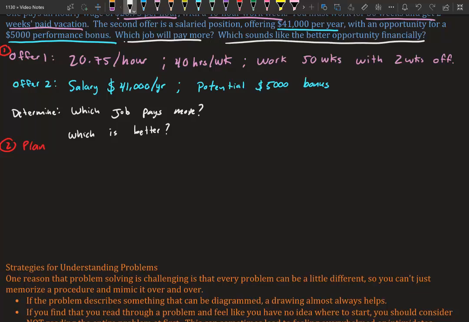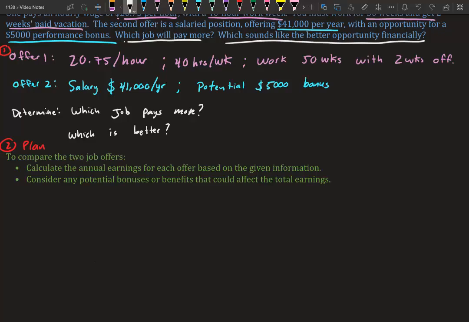Well, we should probably calculate the earnings of our hourly job because then we can compare that to our salary job. So to compare the two job offers, let's calculate the annual earnings from each offer based on the information, and then we're going to consider any potential bonuses or benefits that can affect the total. So our third step is to actually do the plan.